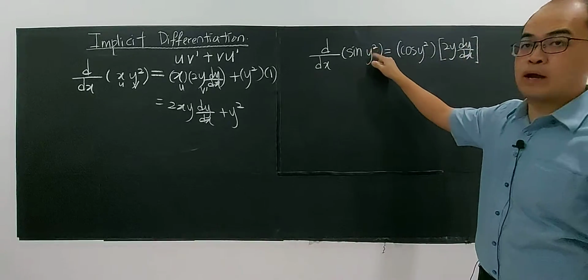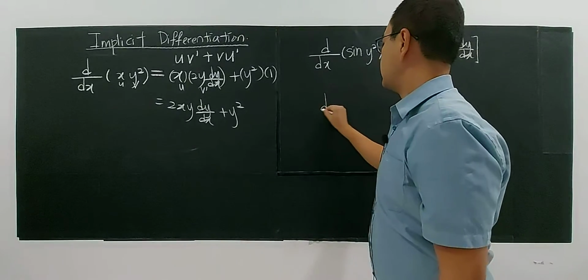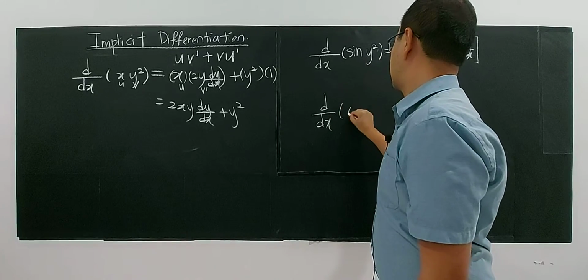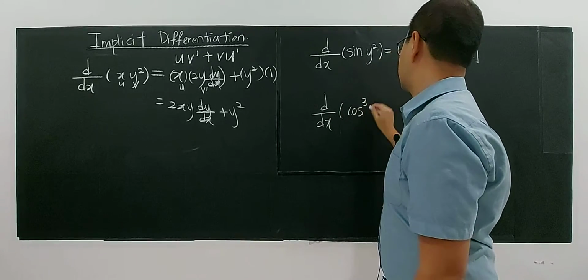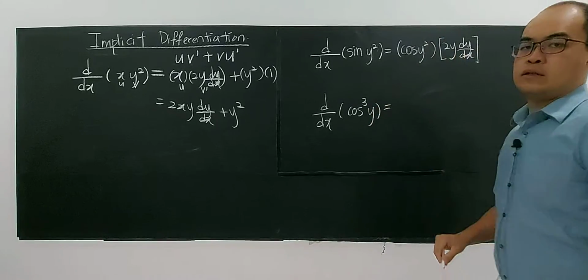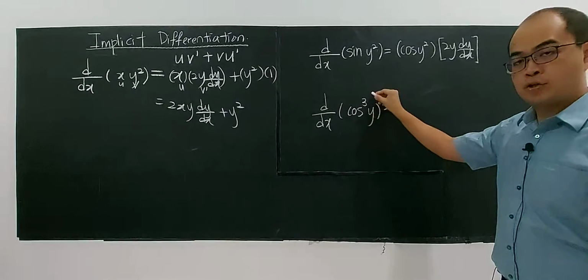But if x squared, then you will just have 2x. Alright? So now, let's say if I have cos cubed y. So, what can you do? As usual, this is a cos cubed, right?